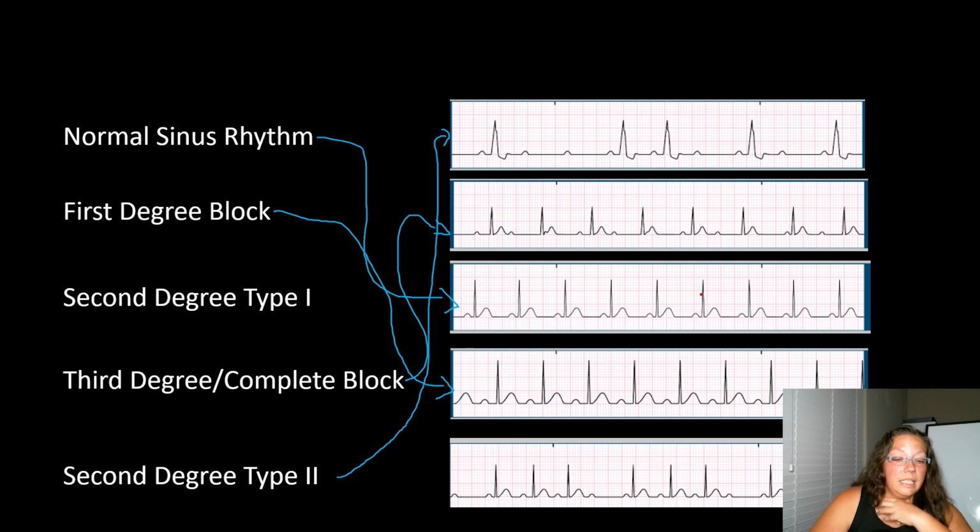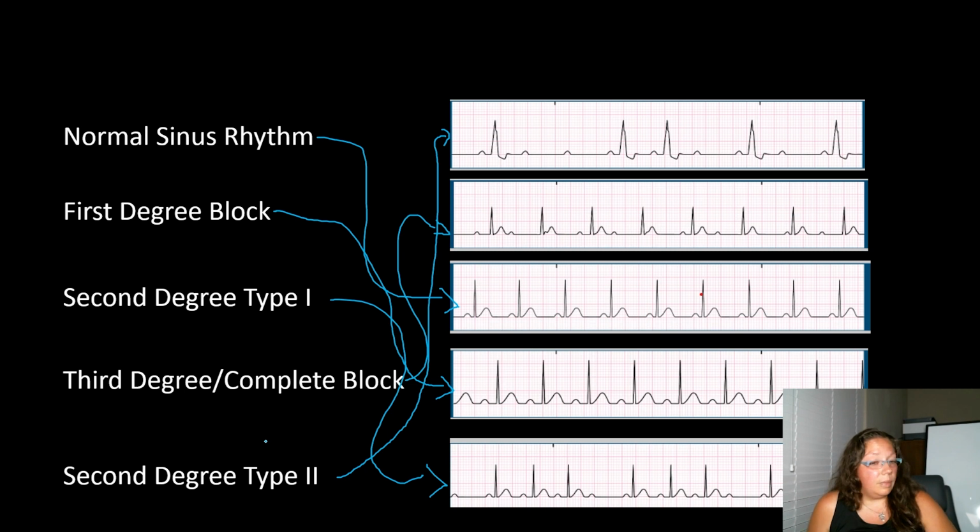So it's irregular, so we know it's second degree, it's not third degree. So let's see what the PR intervals are. Here it's nice and close, gets longer, and then it drops. Short, longer, longer, drop. Longer, longer, longer, drop, then you have Wenckebach, type 1. Clear as mud, looks like a tangled mess. If this was IV tubing, it'd be really bad news for it in the ICU. We do not like tangled tubing, let me tell you.